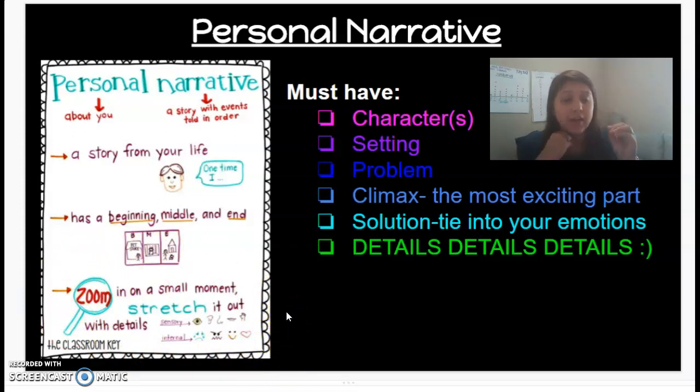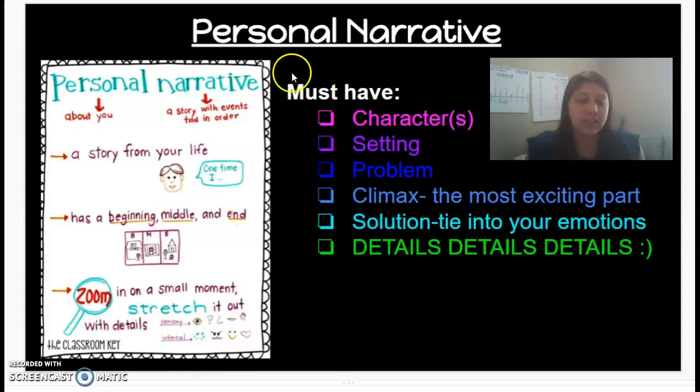Okay? Now this right here, this bottom part is very, very important because a lot of the times we get stuck with just writing, oh, this and this happened. You're not digging in. So here I put zoom in on a small moment. Stretch it out with a lot of details using your sensory language. How does it make you feel? That's the internal part. How did it make you feel? Sad, mad, happy, loved, right?